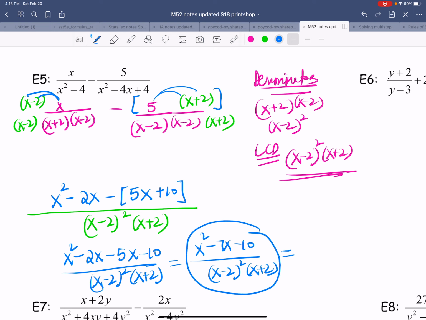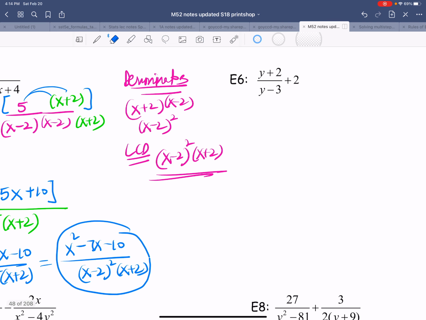Okay, because think about two numbers that multiply to give you negative 10 and add up to negative 7. Well, they can be negative 5 and 2 or 5 and negative 2, but then they would not add up to negative 7. If you make them both negative, then they would add up to negative 7, but they would not multiply to negative 10. Okay, so no further factoring is possible, and we will leave it at that point.